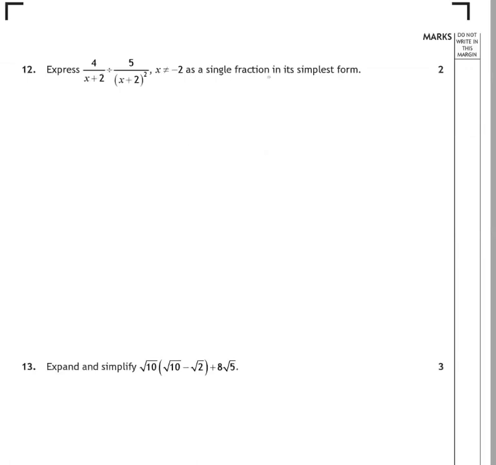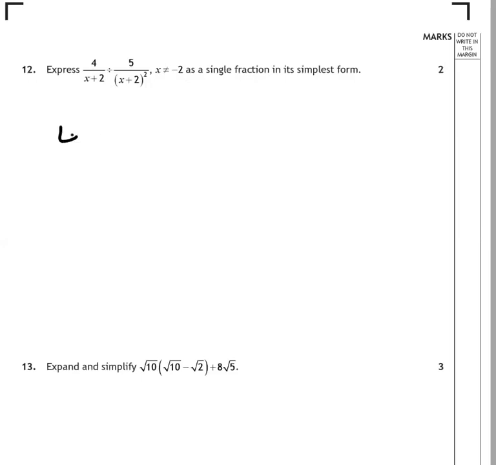Express 4 over x plus 2 divided by 5 over x plus 2 squared as a single fraction in its simplest form. And this is just telling you that you can't have x equals minus 2. Because if you put x equals minus 2, that means you're dividing by 0, because these become 0, and that's impossible.